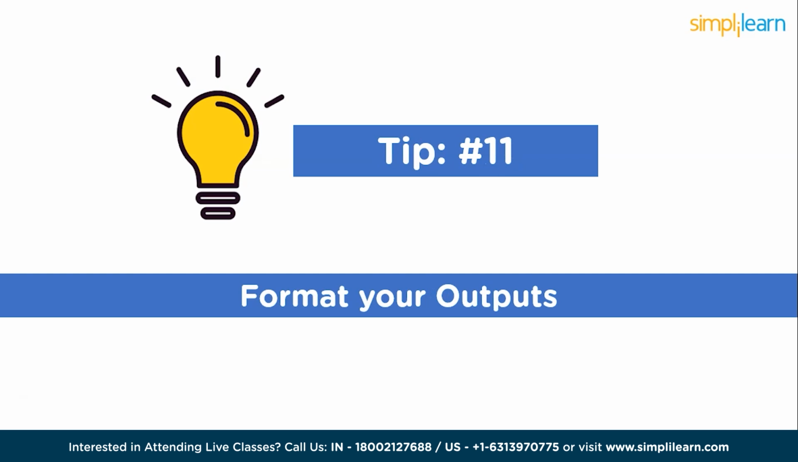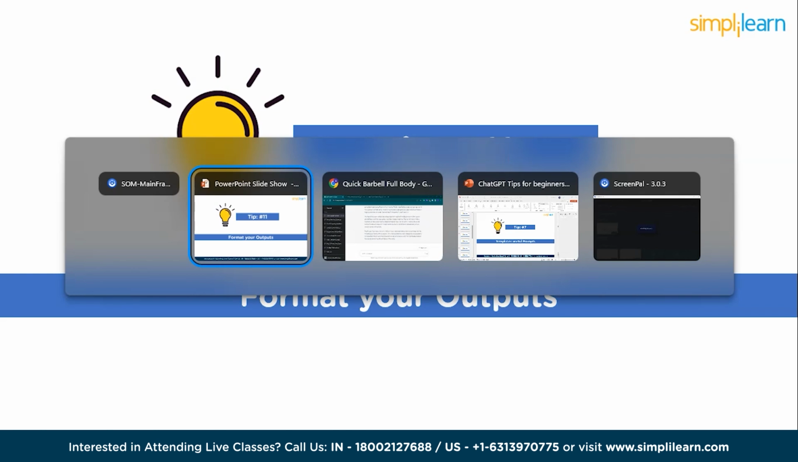And now the next is format your outputs. So you can give any data to ChatGPT and ask it to format this into tables, and you can ask it to add some columns to the tables. That would be Monday, Tuesday, Wednesday, and you can ask it to prepare a to-do list or something like that. So you can format your outputs, and ChatGPT will respond to that.